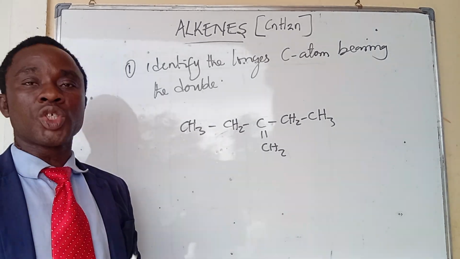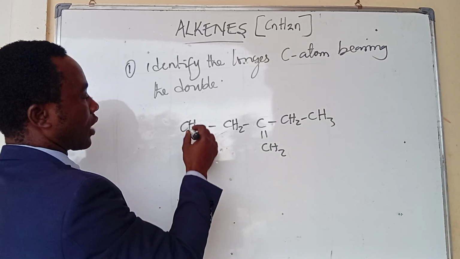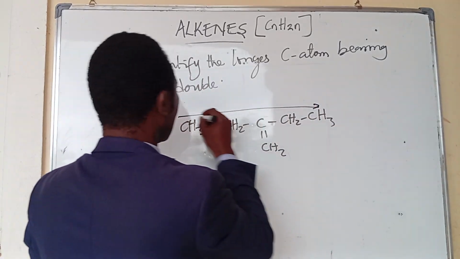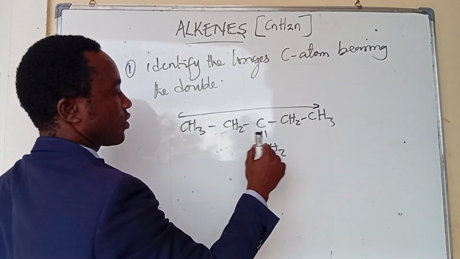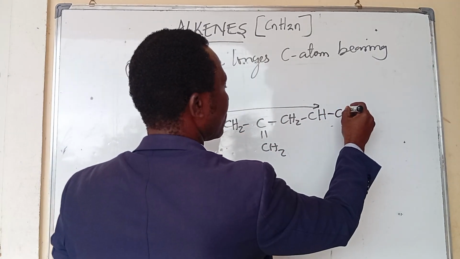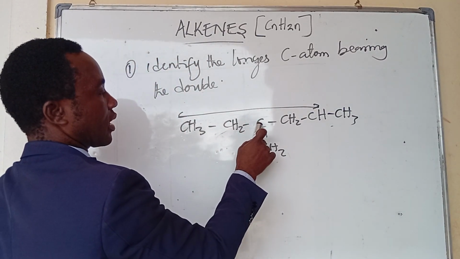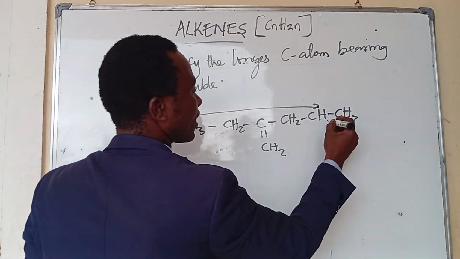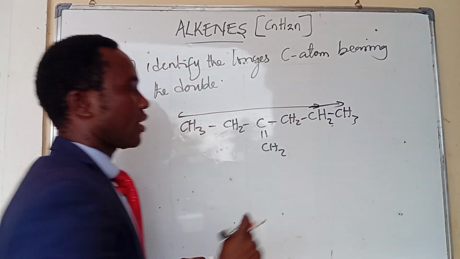The longest carbon chain must bear the double bond. If we look at this carbon straight, you see that it is 1, 2, 3, 4, 5. Okay, let me add another CH3. Now this is 1, 2, 3, 4, 5 and 6. Now, the longest along the straight path is 6.